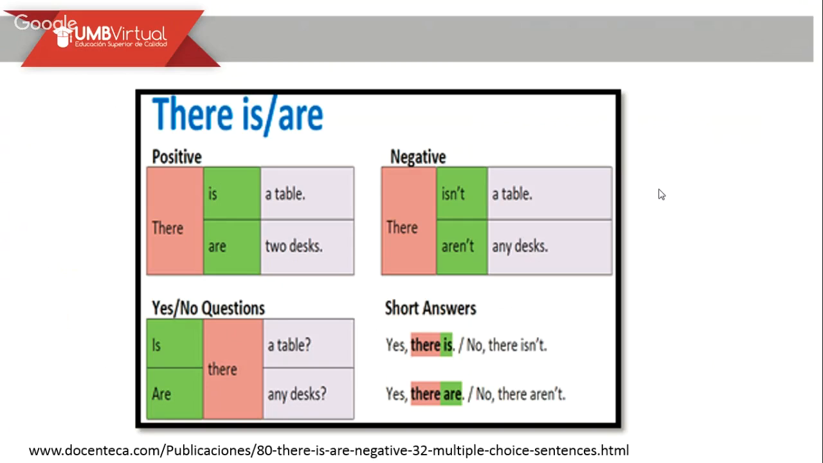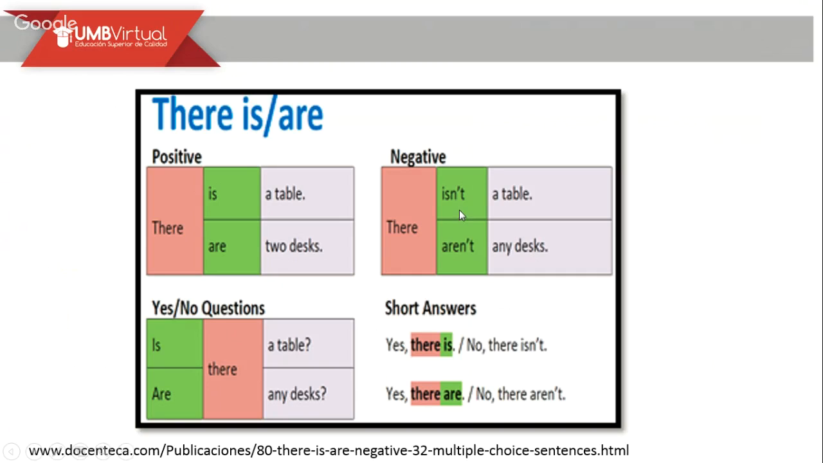Okay, this one is a grammar explanation, so you can go to this web page. You can see more examples as well. But also it's important that you just see how you can use it. So perfect. For the positive statements, as we have right here, we are going to use there is a table and there are two desks.